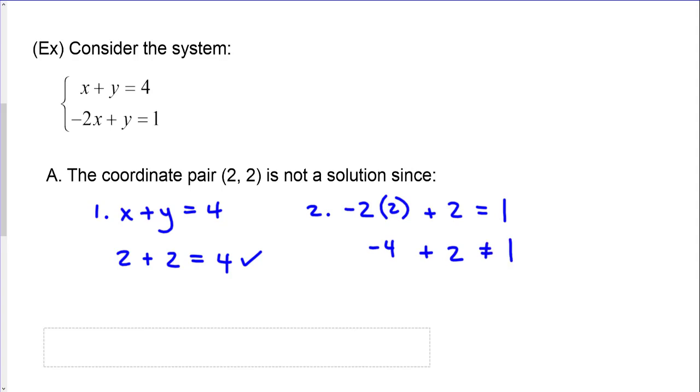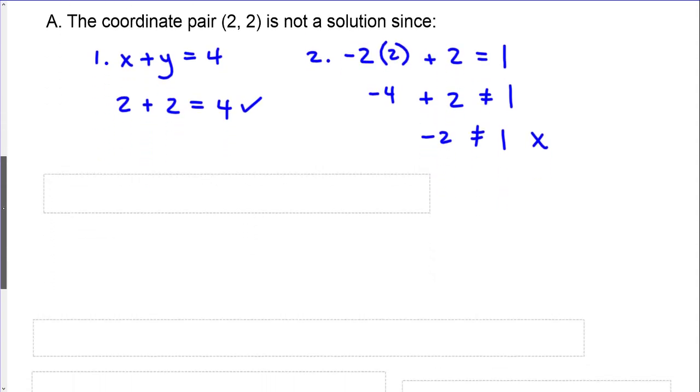this is not equal to 1. This is actually negative 2. So it doesn't work out as a solution to the second equation. So the coordinate pair (2, 2) is not a simultaneous solution. It's not a solution to the system. Let's try another point.